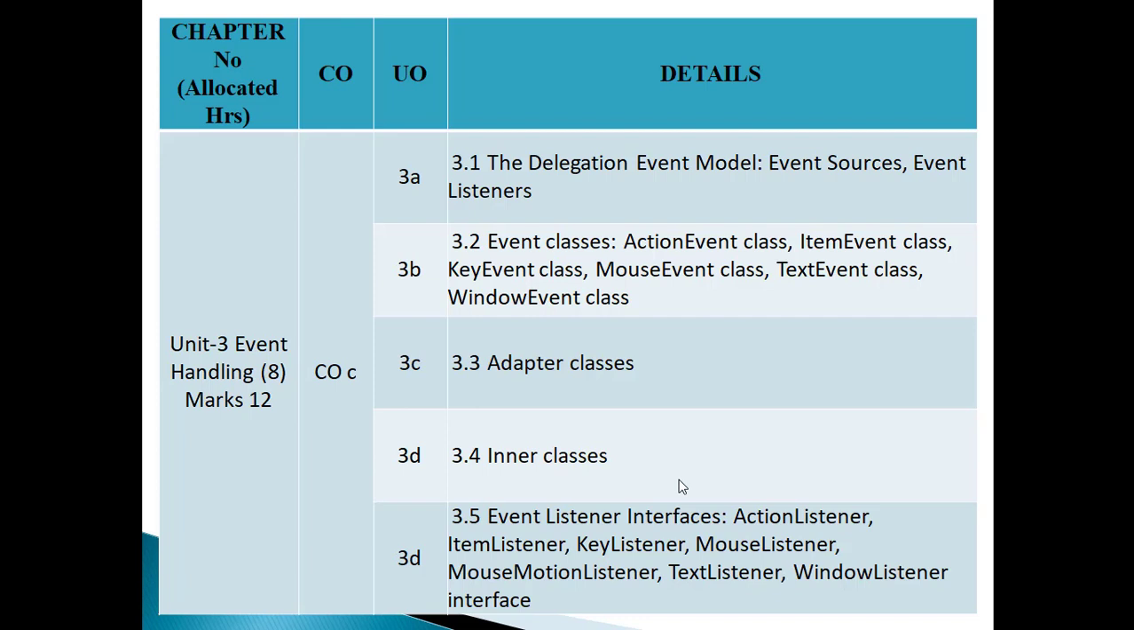Fifth point is the event listener interfaces. To handle the events, we need event listener interfaces. For this, a number of listeners are provided. Action listener interface, item listener interface, key listener interface, mouse listener interface, mouse motion listener interface, text listener, window listener interface. These interfaces are provided, and we are going to study these interfaces in detail in the third chapter.